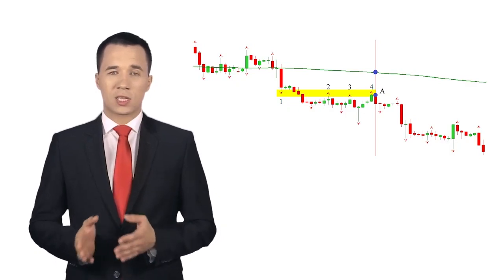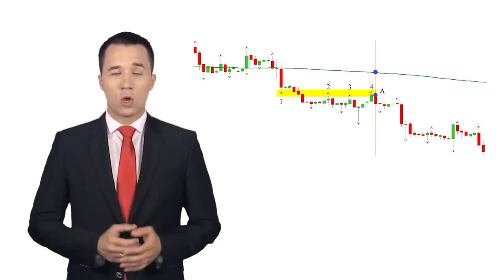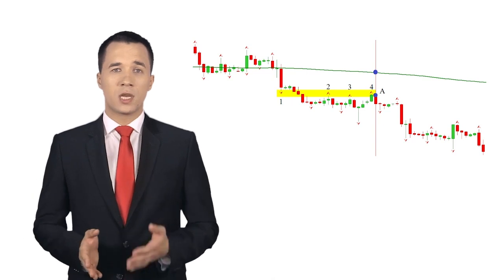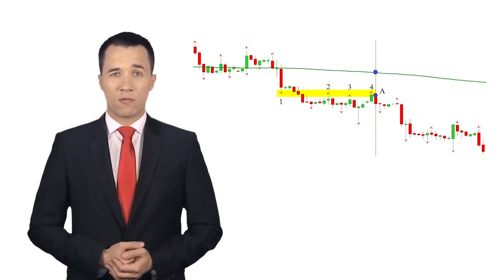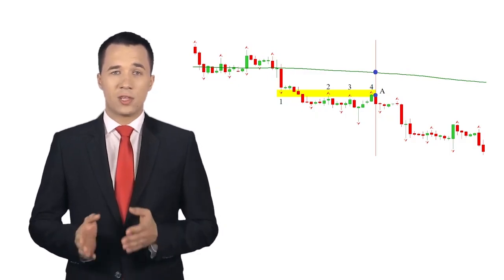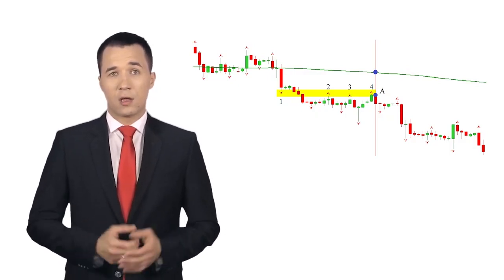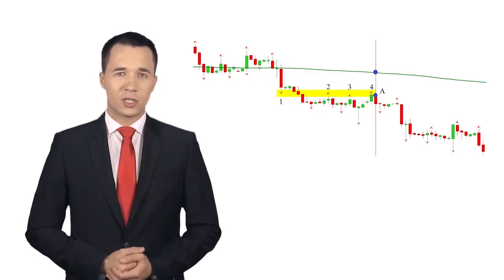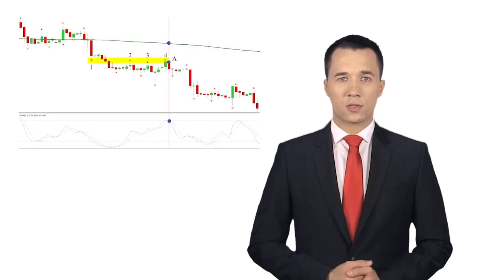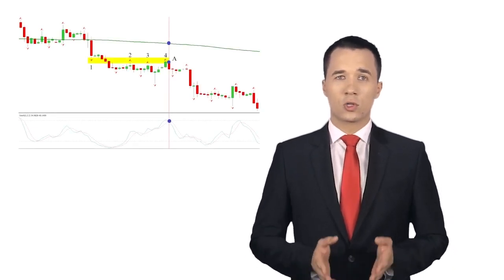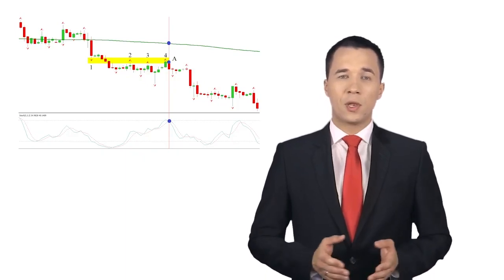This signal can be considered the presence of a resistance area formed by fractals and marked in yellow. At the same time, it is important for the trader to understand when exactly he can open a short position. That is, after the second, third, or fourth fractal appears. To do this, you need to add another technical analysis tool to the price chart. In our case, it is a stochastic.